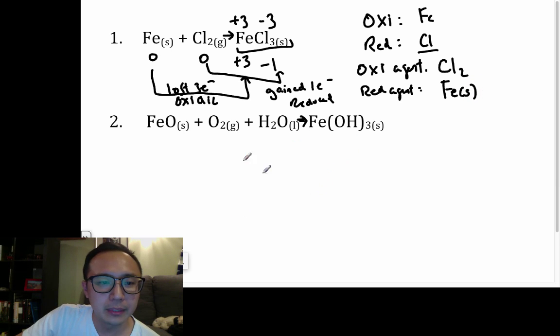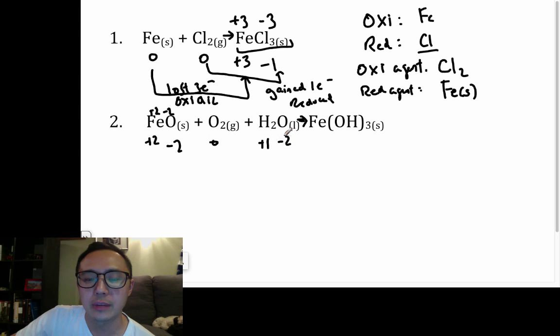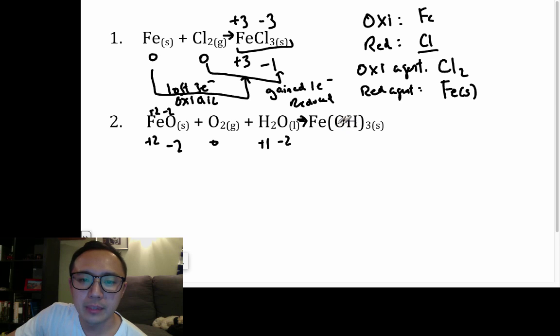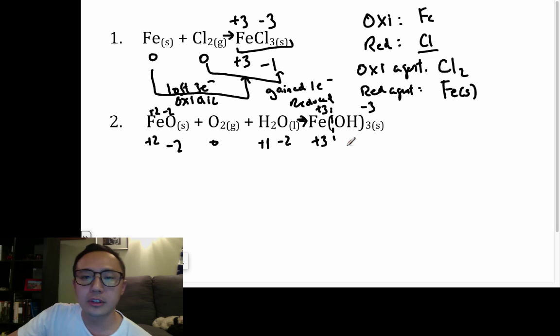The next example, let's try this one. Oxygen is -2, +2, +2. This is 0, -2, +1 for water, which doesn't really change that much. For iron hydroxide, you can see that we can split this. Hydroxide has a -1 charge, but because I have 3 of them, the right side has an overall charge of -3, which makes iron a +3. That's how I figure that out. And then oxygen is -2 and hydrogen is +1.